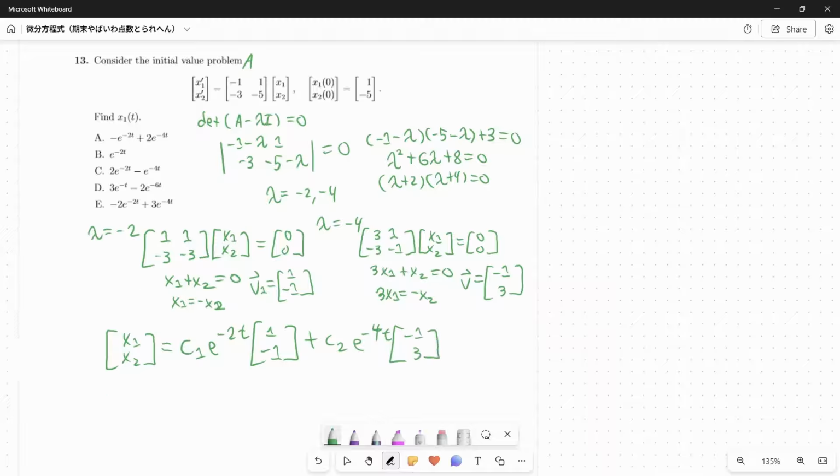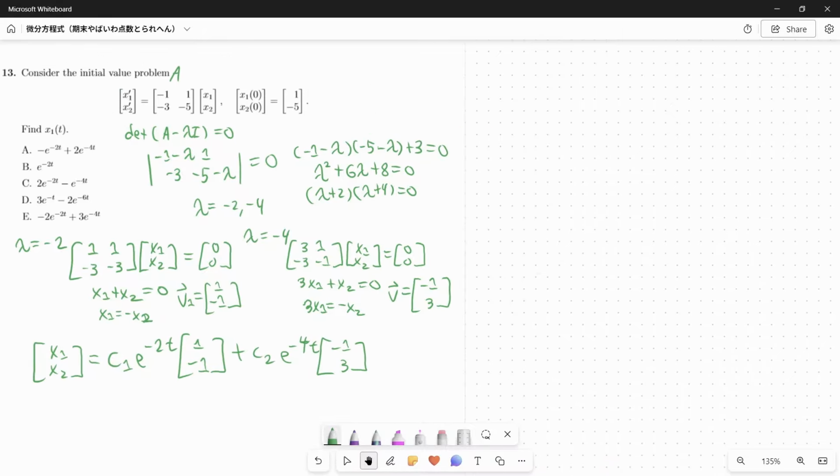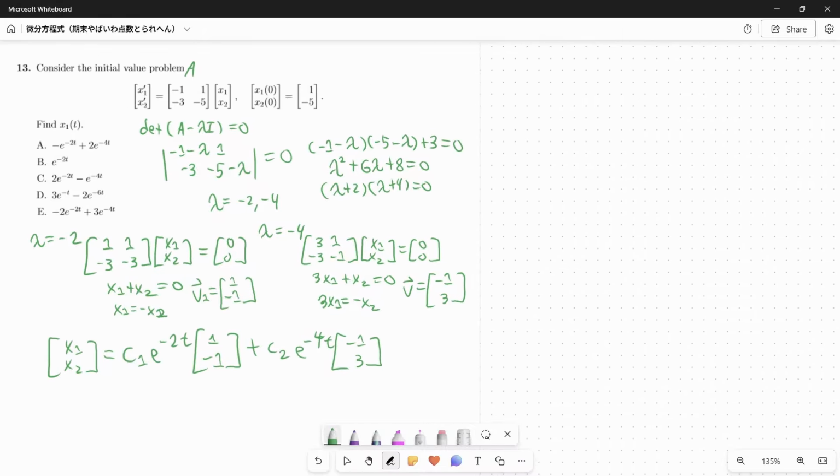And so now that we have our general solution, we can start to solve our initial value problem. Moving over here a little bit, we know that for our initial value problem, we're given this initial condition. For that, we can set up an expression saying that the vector, let's just say 1 and negative 5.